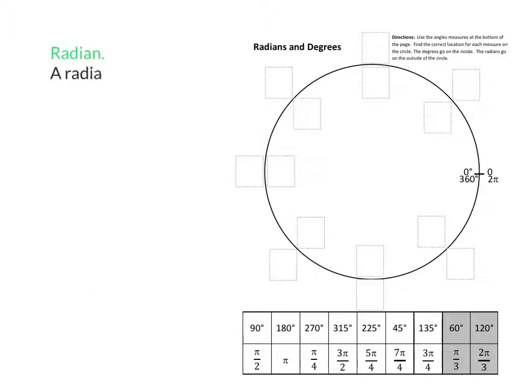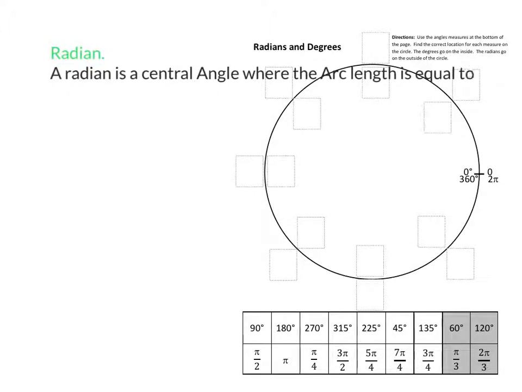We said that a radian is a central angle where the arc length is equal to the radius. We also mentioned that a radian is equal to how many degrees? It's almost 57 degrees.